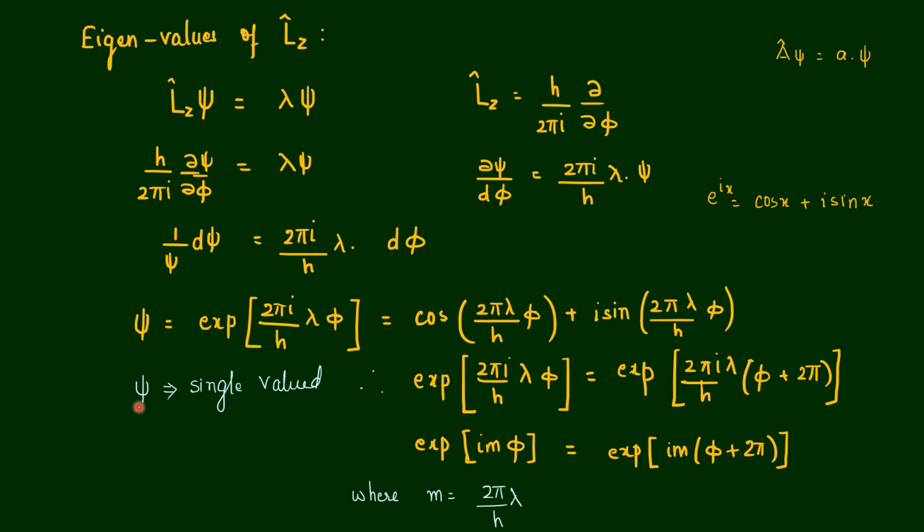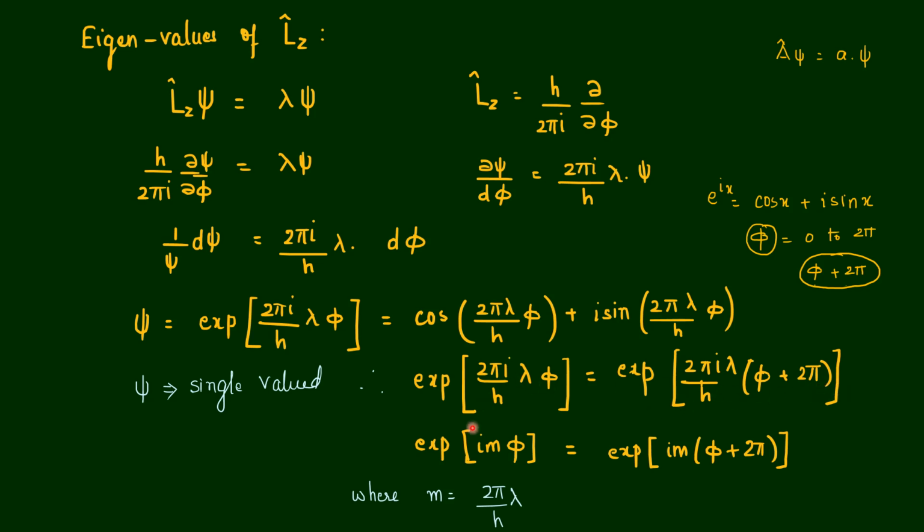Now the psi should be single valued, finite and continuous. We have seen this condition. So if psi is to be single valued, this phi, we know that it ranges from 0 to 2 pi. Any value of phi should repeat after 2 pi. So whatever will be the solution at phi and whatever will be the solution at phi plus 2 pi, they should be the same. So here we see that exponential of 2 pi iota upon h lambda phi should be equal to that at phi plus 2 pi.